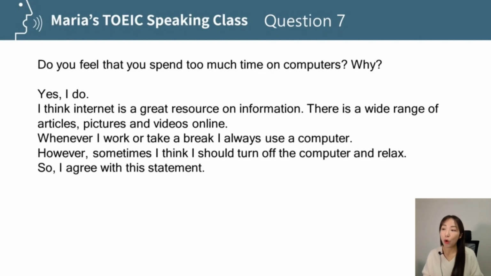인터넷에. Whenever I work or take a break, I always use a computer. 일을 할 때나 그래서 쉴 때도 컴퓨터를 써요. 뭐 하고 쉴지 또 검색을 하는 거죠. 일을 할 때도 뭐 검색하고 문서를 만들고. However, sometimes I think I should turn off the computer and relax. 근데 가끔씩은 이걸 끄고 쉬어야 된다고 생각을 해요. 그래서 So I agree with this statement.